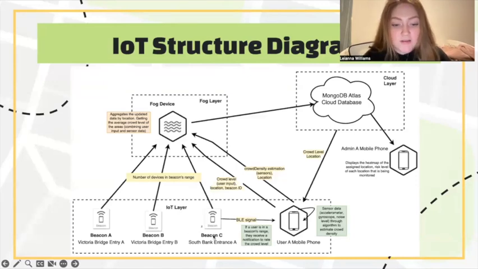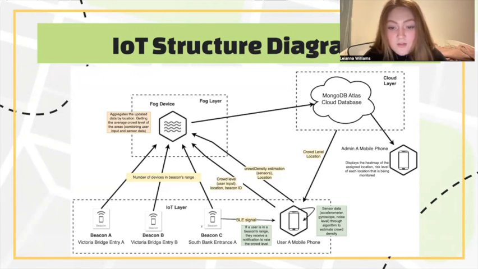So in our IoT layer, we have beacons and we have our user's mobile device. So when a mobile device is in range of a beacon, the beacon will send a Bluetooth signal to the mobile device. Then the user will receive a notification where they can rate the crowd level. So that's either little crowd, medium crowd, or high crowd. And this crowd level, determined from the user input, as well as the location and the beacon ID, will be sent through to the FOG device.